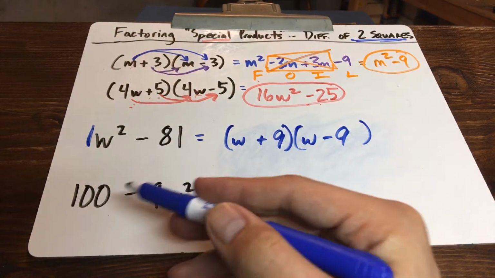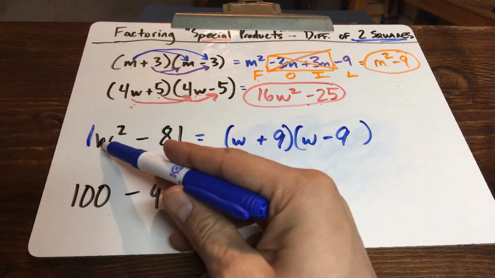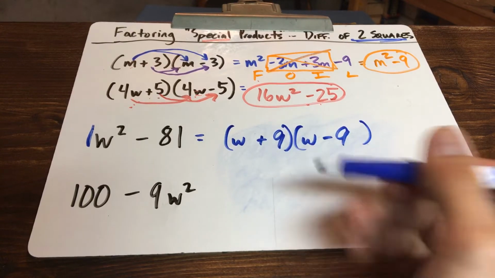All I have to do is recognize, hey, do I know the square root of 100? Do I know the square root of 9? Do I know the square root of w squared? Do I know the square root of 81? And then just make sure one of your signs is a plus and one of them is a minus.